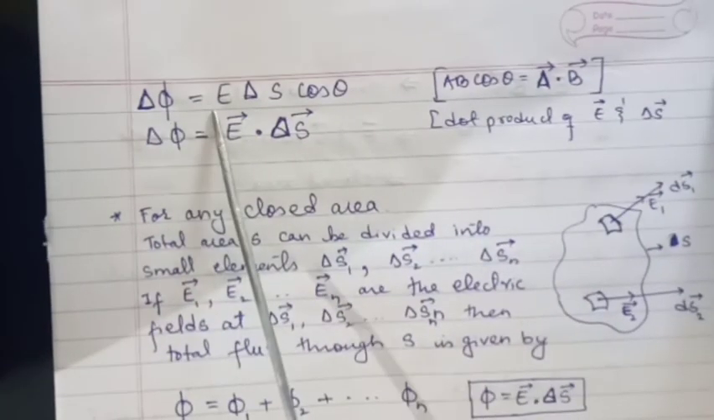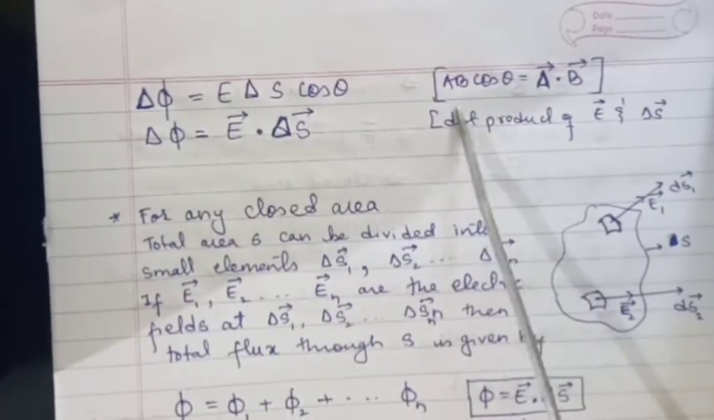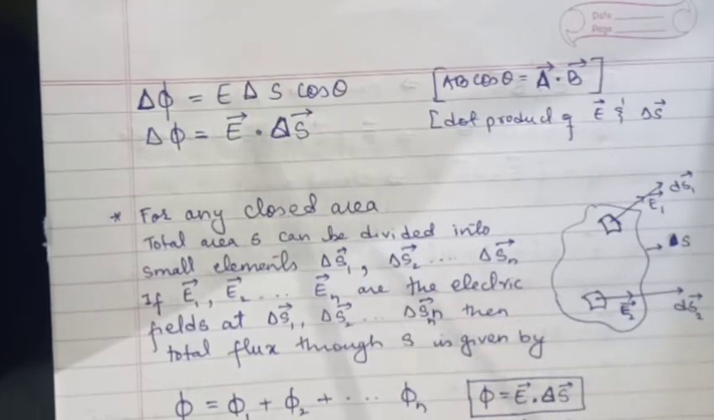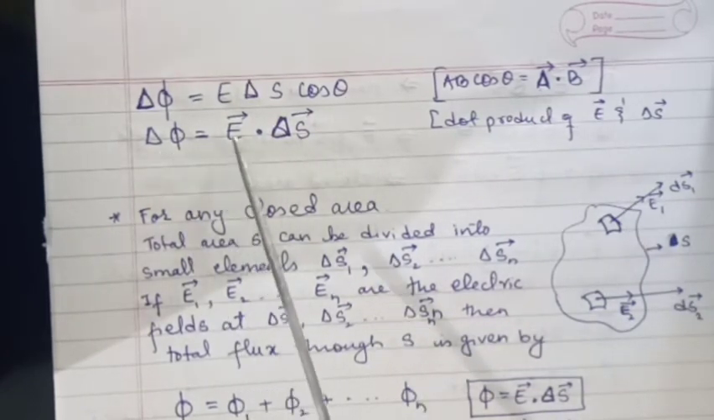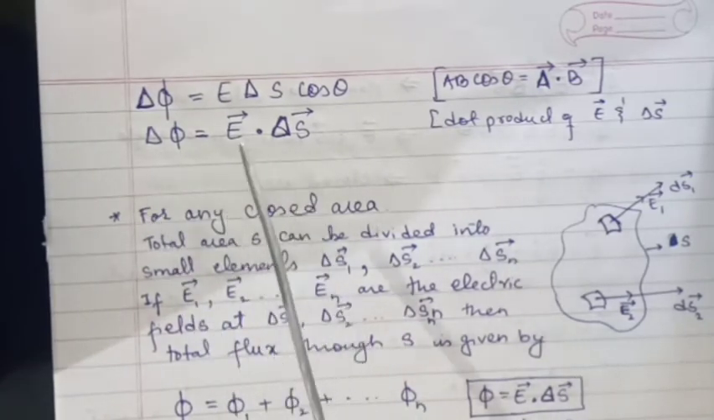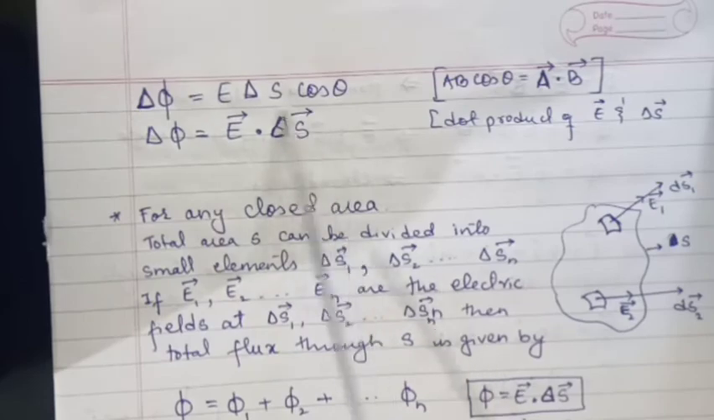So flux is E delta S cos theta, but we know A B cos theta is A dot B. So instead of this I can write flux is equal to E dot delta S. That means flux is the dot product between electric field and the area vector.